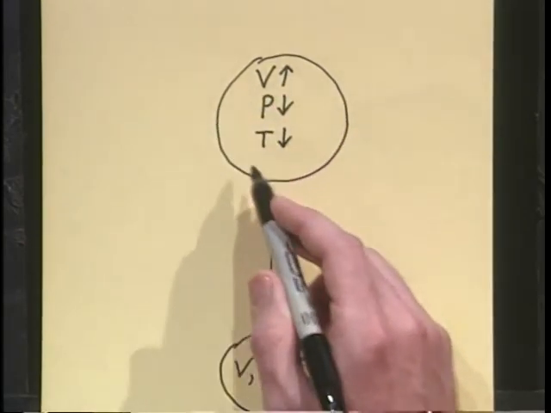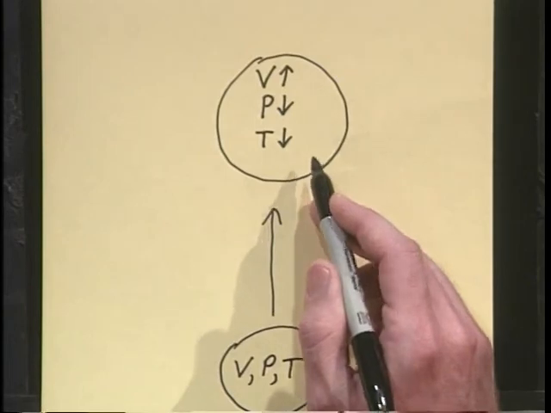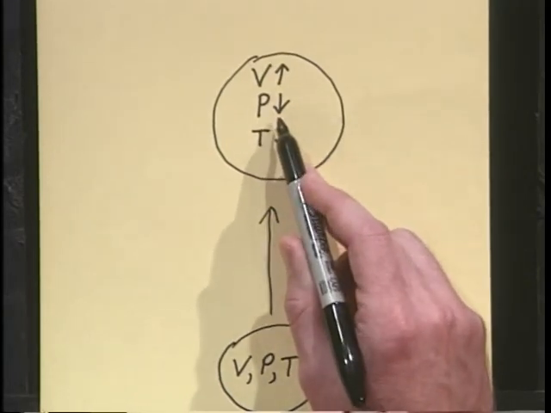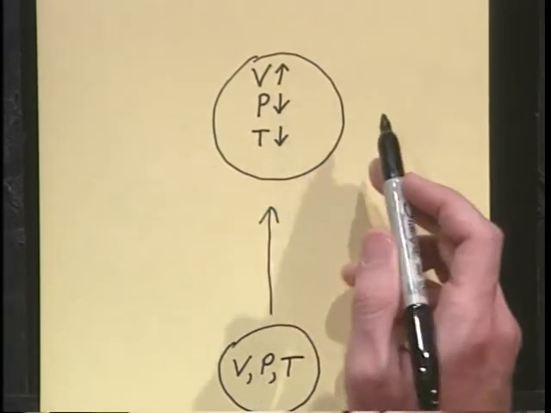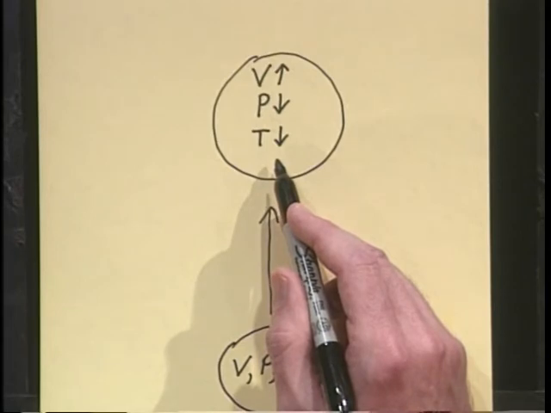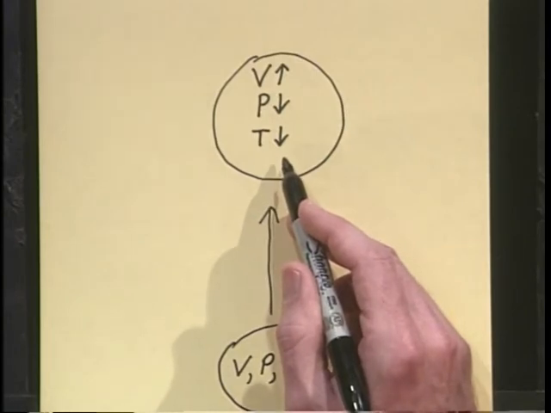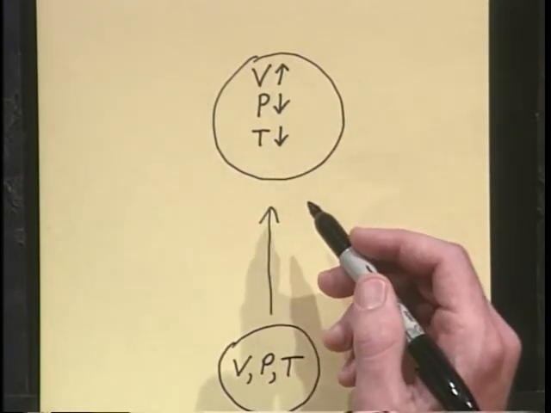So since the volume increases and the molecules spread out more, that causes the pressure inside the parcel of air to decrease. And the temperature is also going to decrease. If this is a dry parcel, it's going to decrease in temperature at the dry adiabatic lapse rate. If it's a saturated parcel, it will decrease at the moist adiabatic lapse rate.